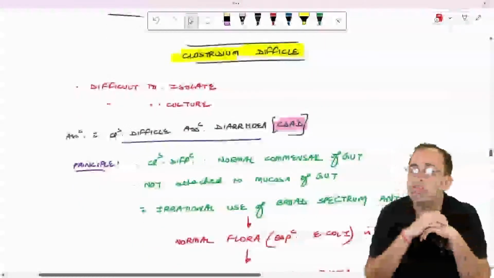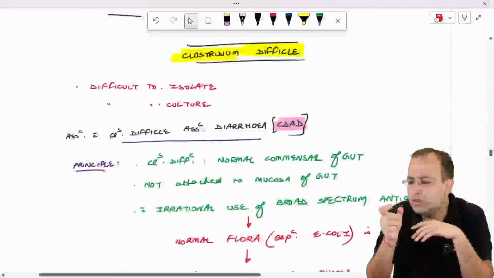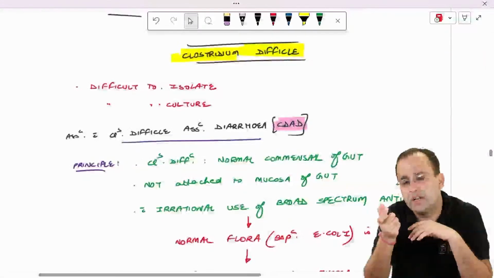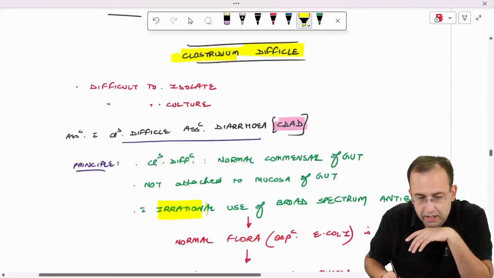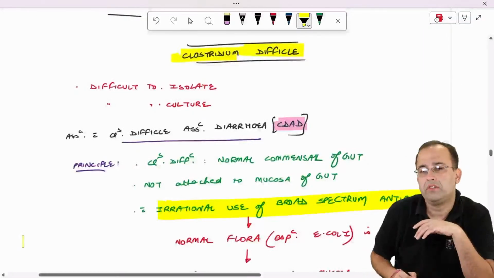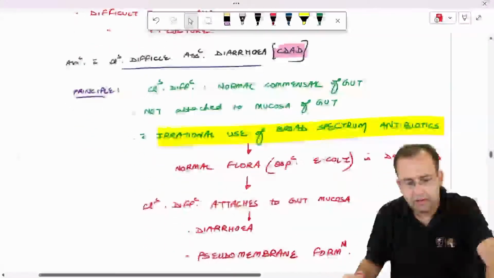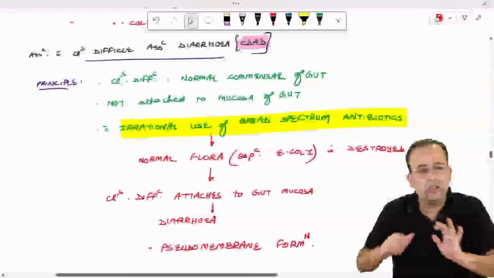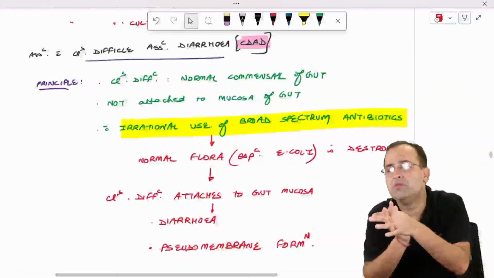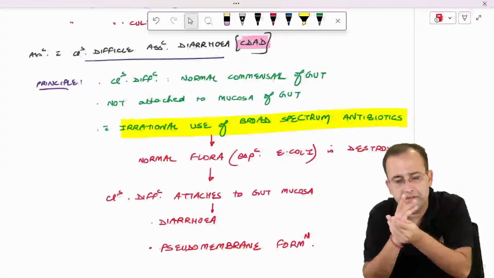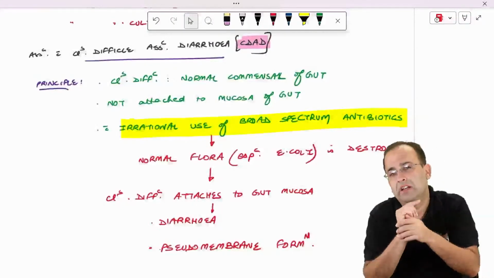And lastly, Clostridium difficile. The classical history, why is it called difficile? Because it is difficult to culture and isolate. The classical history of Clostridium difficile is irrational use of broad spectrum antibiotics. You have a history of a patient who had pneumonia, a strep pneumonia infection, and was given antibiotics for the past 2 weeks or so. Broad spectrum antibiotics were given, now presenting to the OPD with diarrhea.